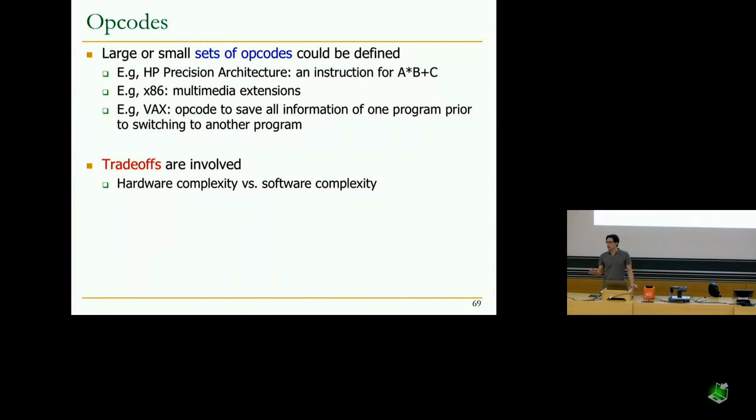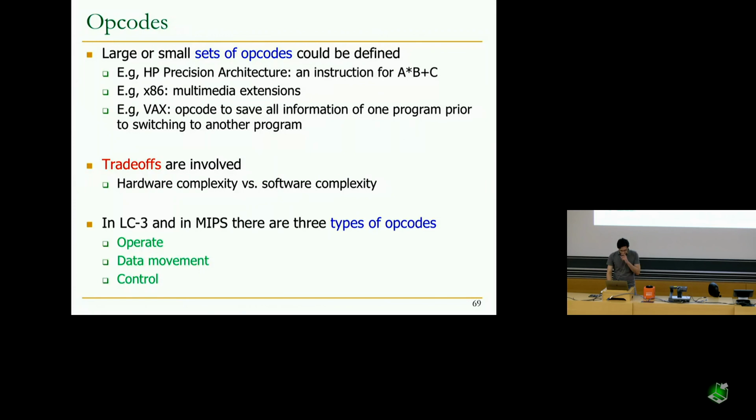The good thing of using a reduced set of instructions, the good thing of using only very few instructions, is that the hardware is simpler, and this way it can work faster. So you can have faster machines.